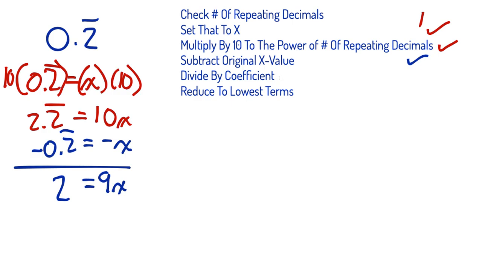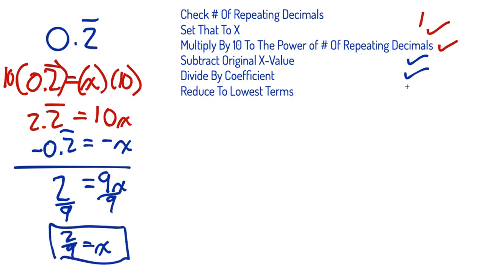So dividing by the coefficient, that's going to be 9 in this case. I'm going to divide both sides by 9. And then I have 2/9 equals x. And oh, that is lowest terms. I guess I'm done. That's awesome. I'll do a more complicated example next.